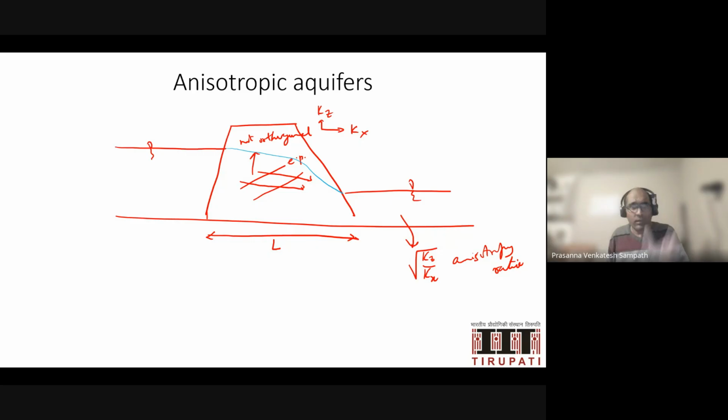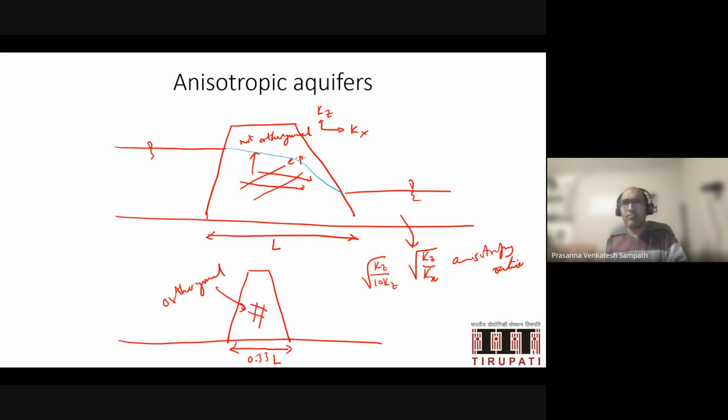Okay, so the transformed system will look something like this. It won't be the same length L in the x direction. It will be a smaller length L, and if you assume that kx is about 10 times kz, then this anisotropy ratio is the square root of kz divided by kx. I won't get into why it's a square root and so on. The video that I'm going to share will explain all of those things very nicely.